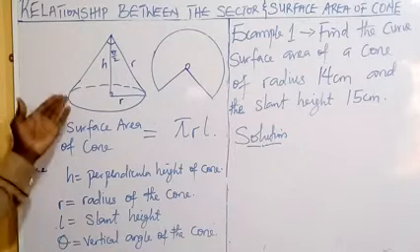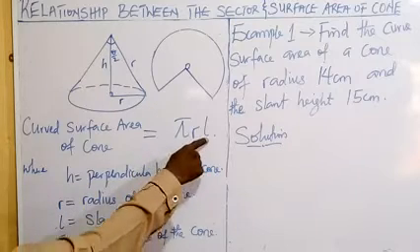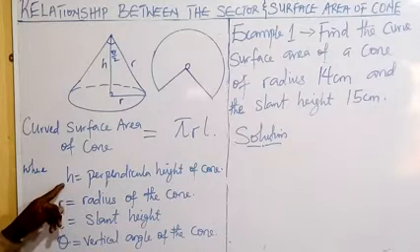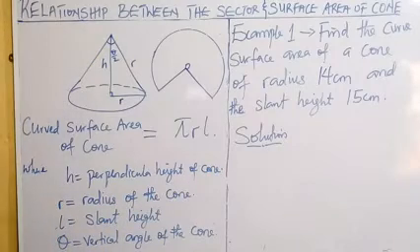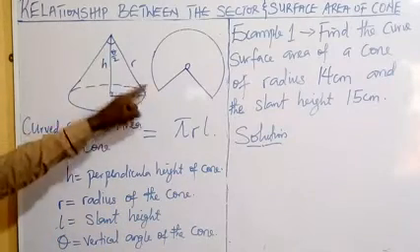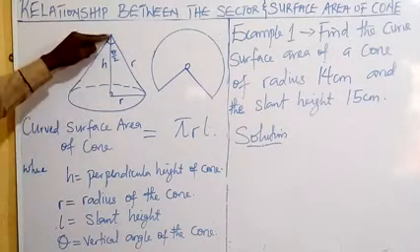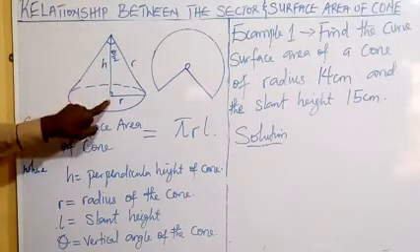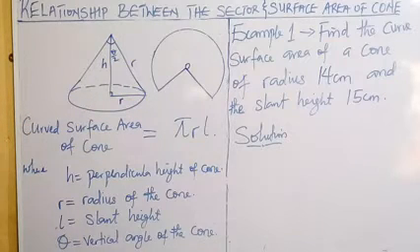Look at the cone on the board. To find the surface area of the cone, we have a formula for that: pi RL, where h represents the perpendicular height of the cone. This is the cone. The radius represents the radius of the cone. This is the height, a straight line drawn to the center of this small circle.